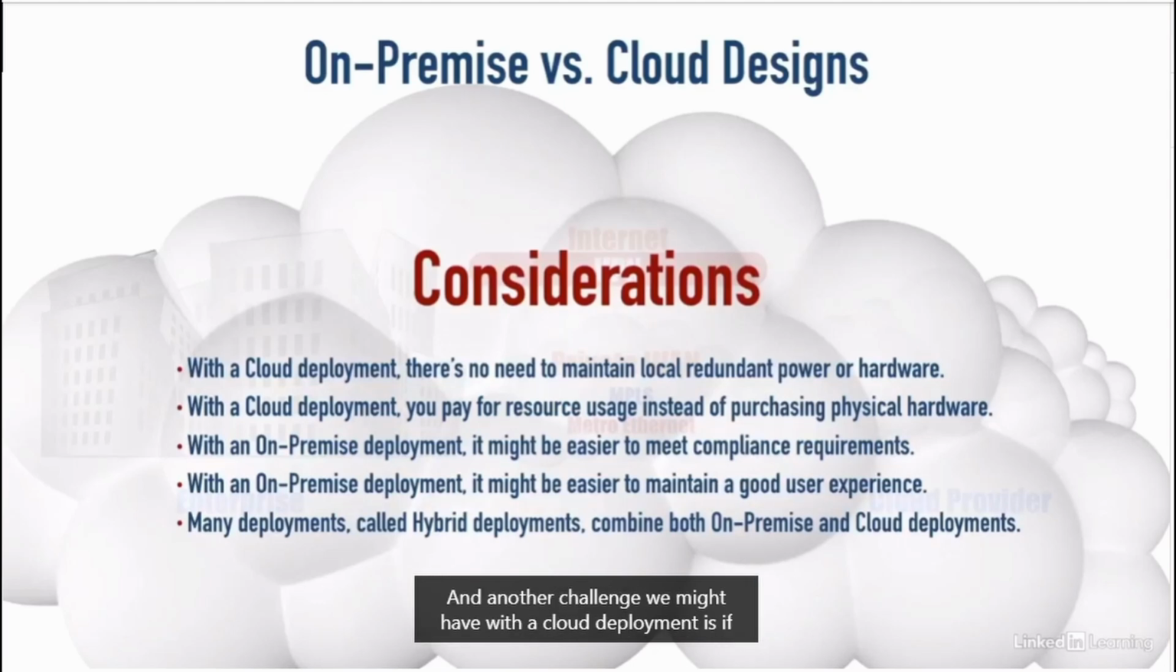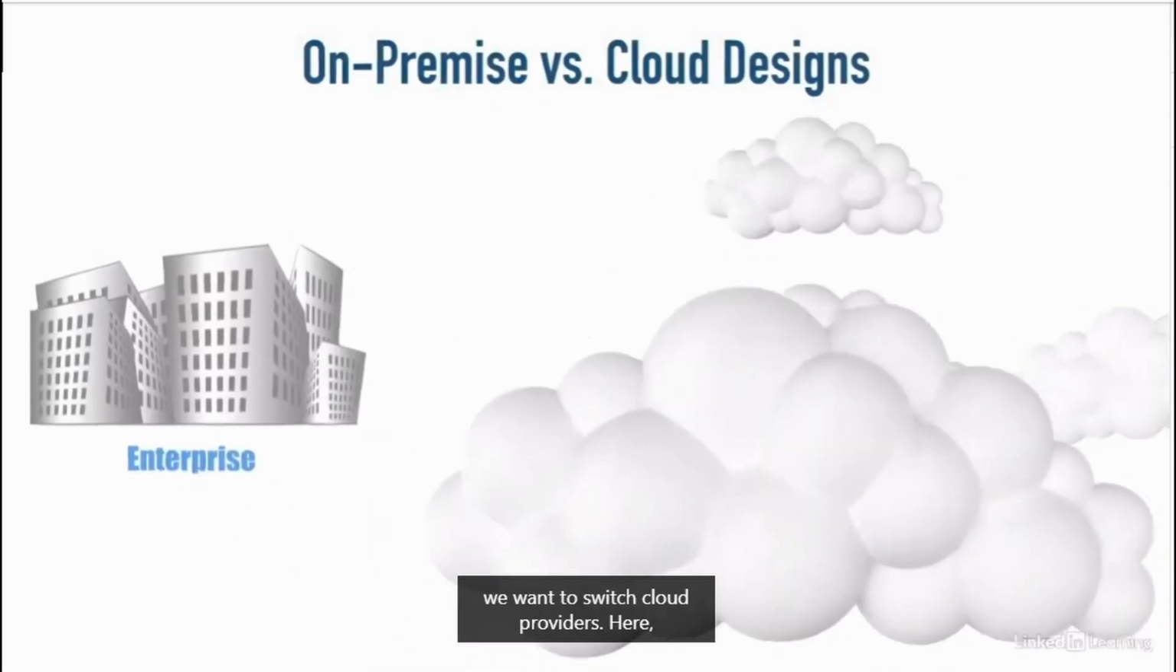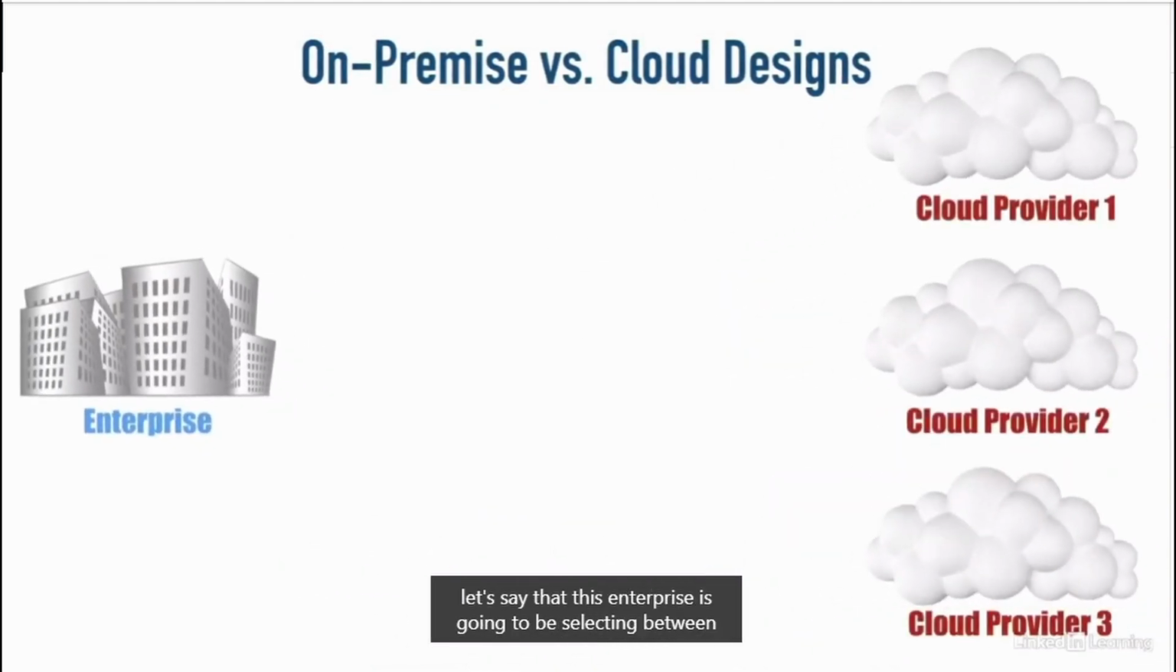And another challenge we might have with a cloud deployment is if we want to switch cloud providers. Here, let's say that this enterprise is going to be selecting between these three cloud providers 1, 2, and 3. Well, there could be a lot of administrative overhead to try to switch providers, to stop peering with one provider and start peering with another provider.